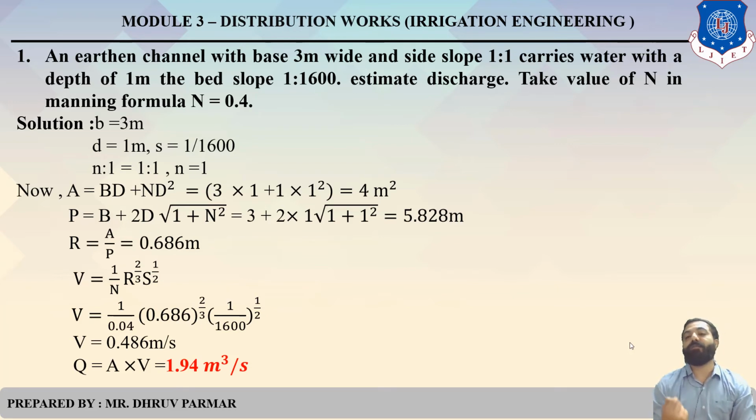So what is the formula of discharge? Q equals area into velocity. We have the area, we have the velocity, so put them in this equation. We get Q equals 1.94 m³ per second. Clear? Otherwise, we can say Q max. Done. So this is your first example of design of a non-alluvial channel.